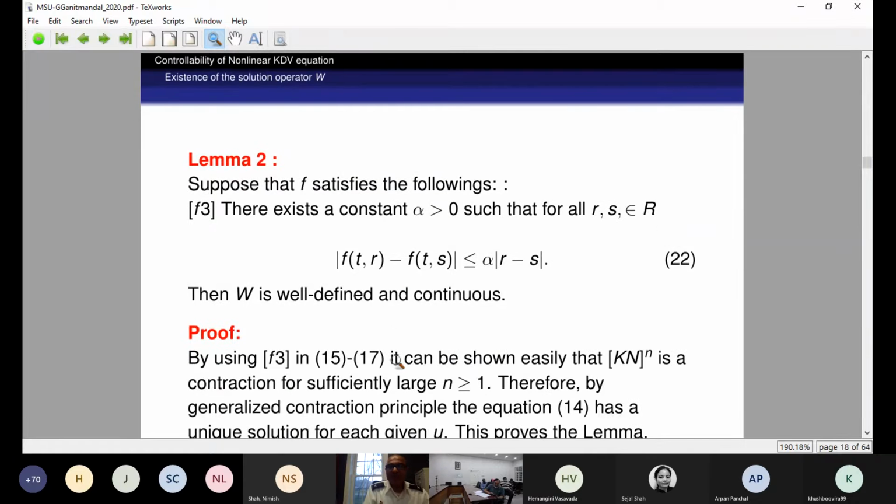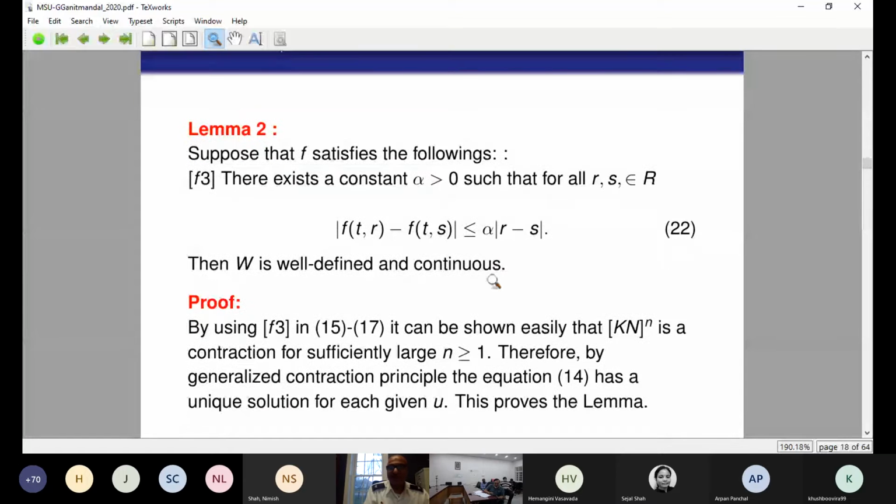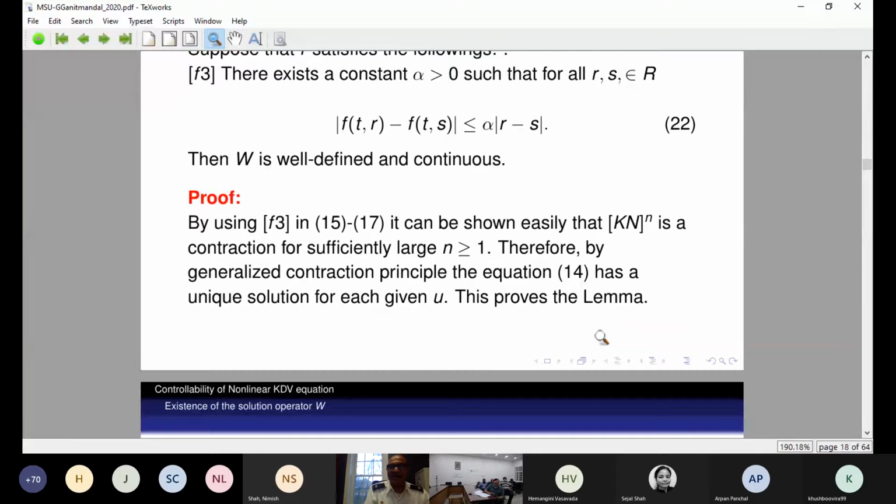If my nonlinear operator F is Lipschitz continuous with some Lipschitz constant alpha, then also we can get that W is well defined and continuous. Once F is Lipschitz continuous, naturally my operator Kn is also a contraction for sufficiently large n, and therefore by the generalized contraction principle, we can say that equation 14 or 18 has a unique solution for each control U, and that proves the lemma.